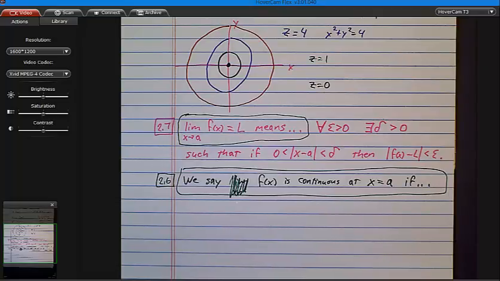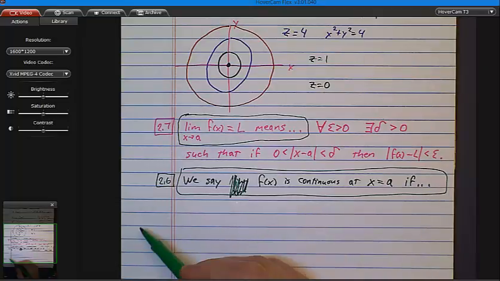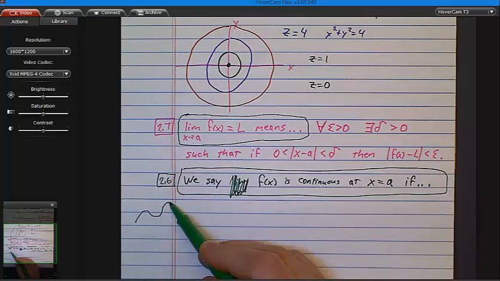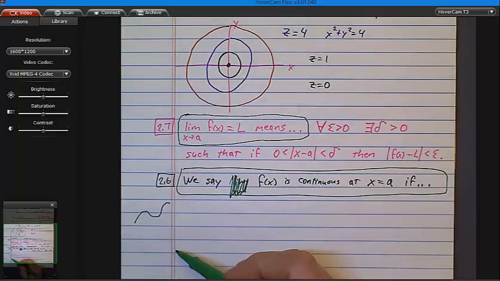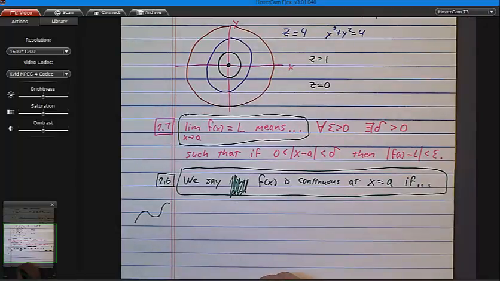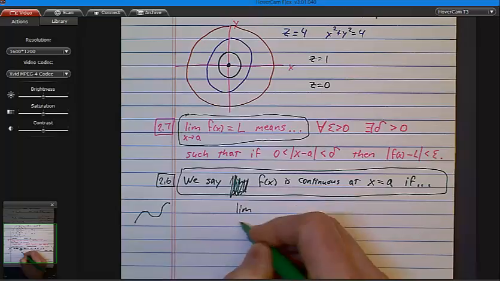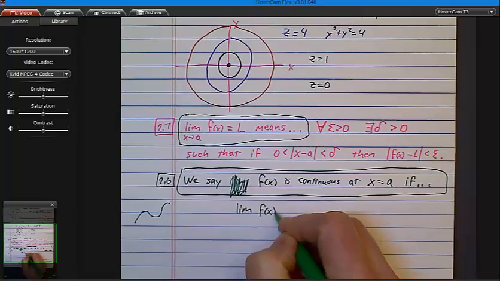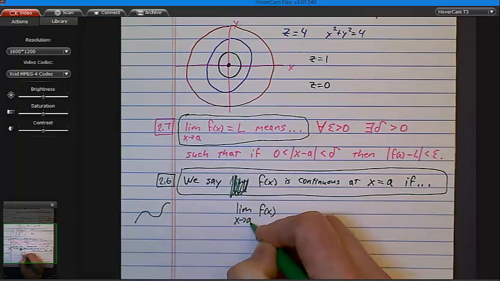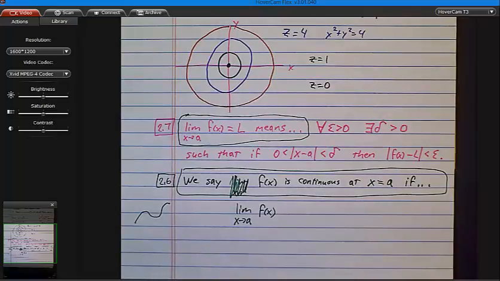In algebra, we just say, hey, you can draw the function without picking up your pen. That's continuous. But in calculus, we get a little more technical about it because we want to say, well, what does that mean exactly? Do you guys know the definition here from 2.6? Yes. That's exactly it. It has to do everything with limits.